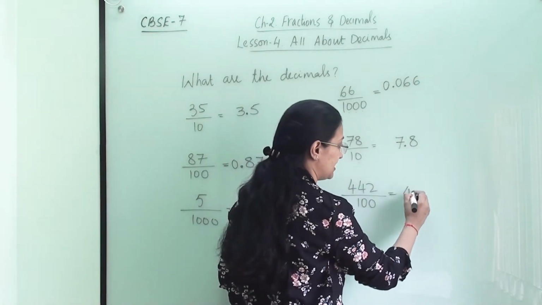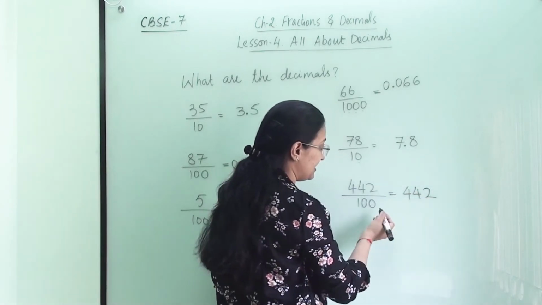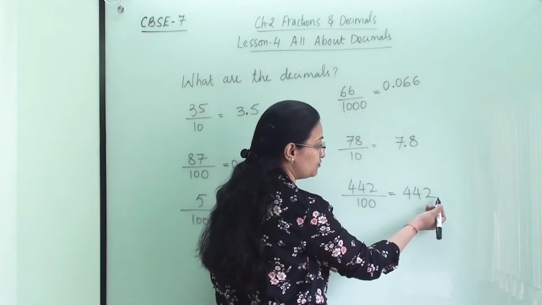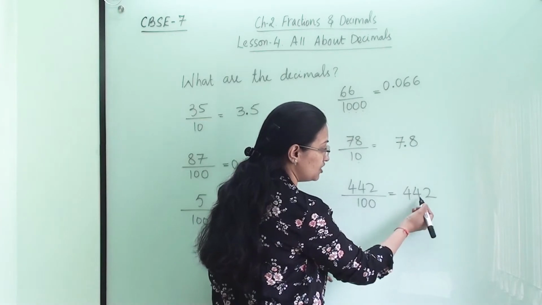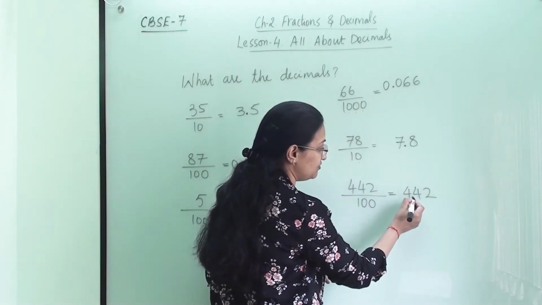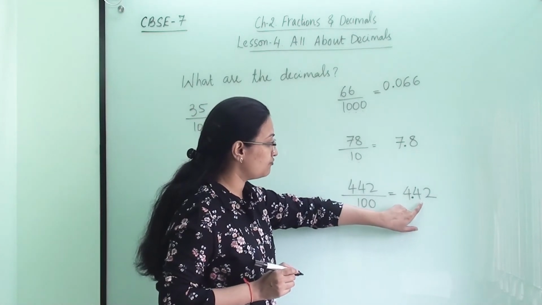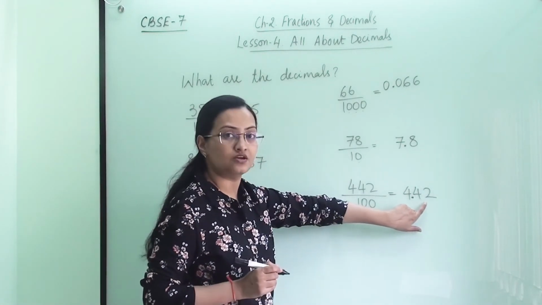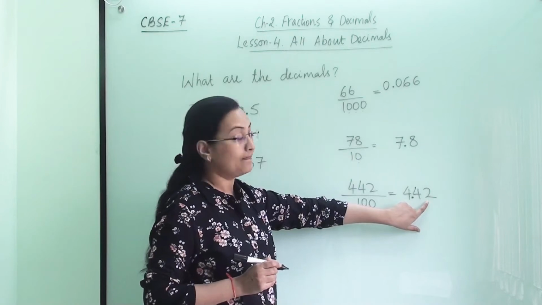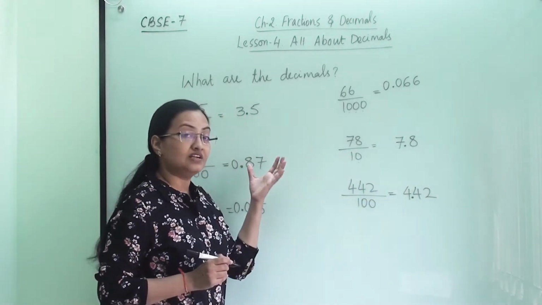So first we will write this number and then 2 zeros are there. So from the right side we have to count 2 numbers, 1 and 2, and then we are putting the point over here. So this is 4.42. Now these were the fractions.